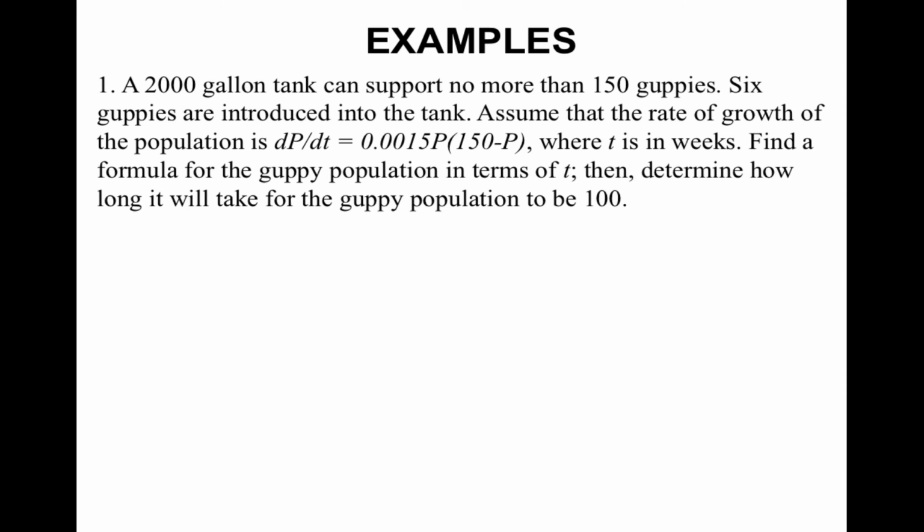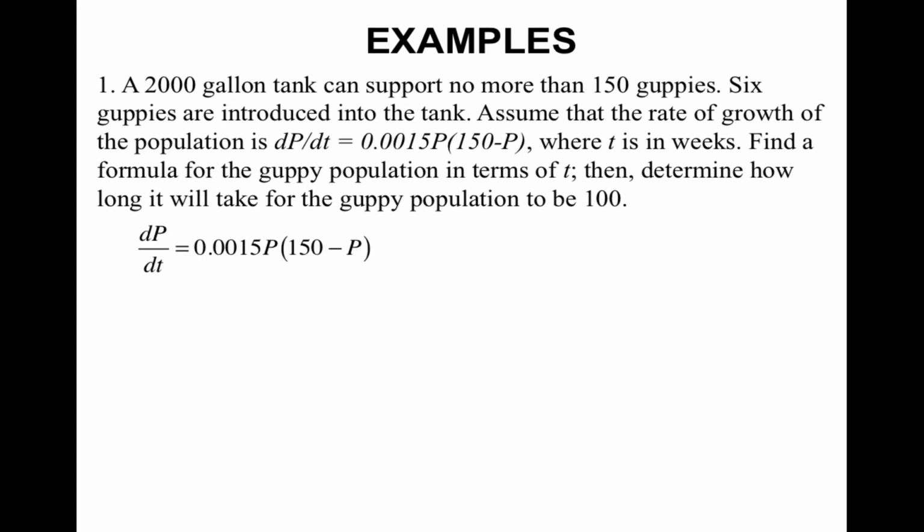All right, let's try an example. A 2,000-gallon tank can support no more than 150 guppies. 6 guppies are introduced into the tank. Assume that the rate of growth of the population is dP/dt equals 0.0015P times 150 minus P, where t is in weeks. Find a formula for the guppy population in terms of t. Then determine how long it will take for the guppy population to be 100.